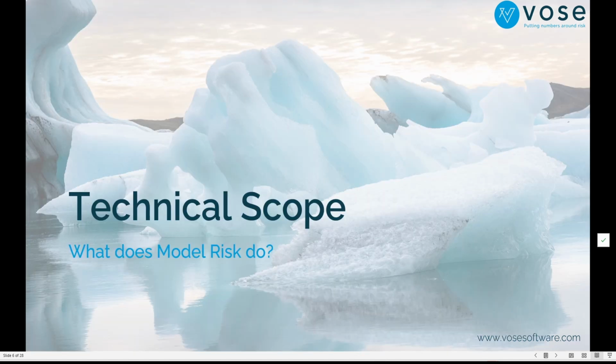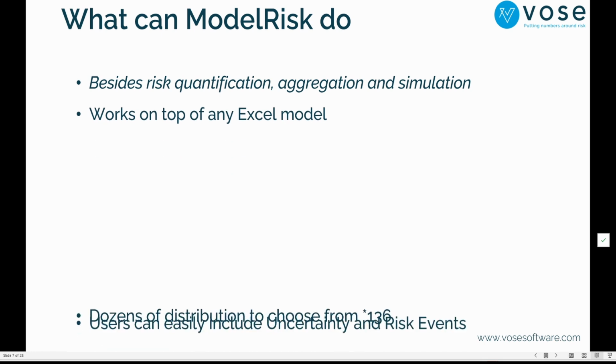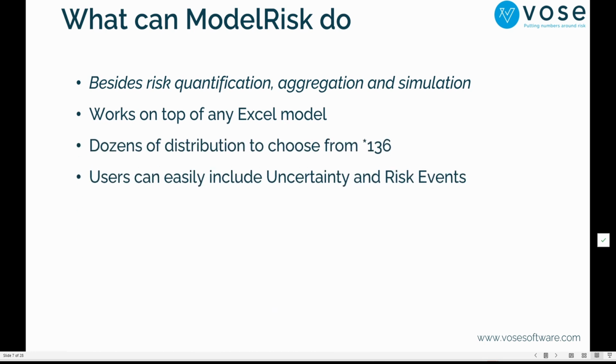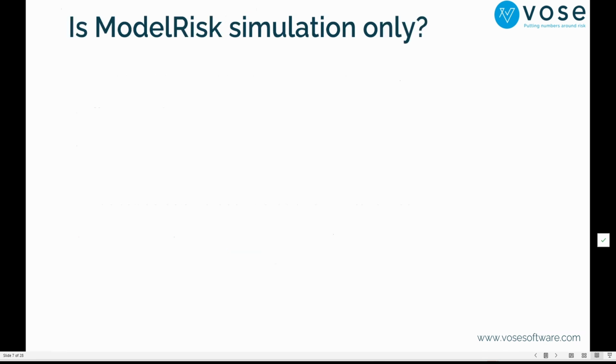Now, a little bit of what ModelRisk does. One, of course, besides the risk quantification, simulation, and aggregation, it works on top of any Excel model with more than 100 distributions. That means that it could be used by beginners or it could be used by very advanced users. Users can easily include uncertainty and risk events. You can generate scenarios, like for advanced sensitivity analysis, using what we call VoSim tables. You can use correlation and copulas, more than 14 available. And there's also complete reporting capabilities, both on the worksheet and with generated files like PDFs and Excel sheets.